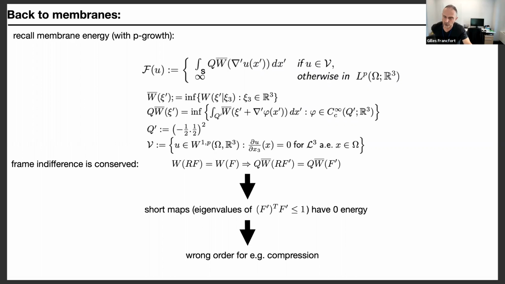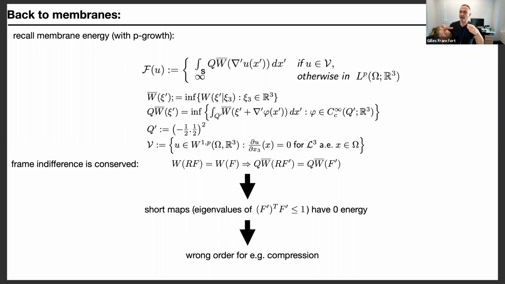One thing to remark, and that's also in Le Dret and Raoult, is that if you take short maps, that is, maps whose gradient, which I call F prime here, is such that its singular values, so the eigenvalues of F prime transpose F prime, are less than 1, then when you compute the energy associated to those short maps, you get 0. And this is also in Le Dret and Raoult.